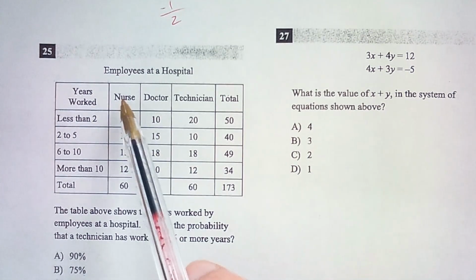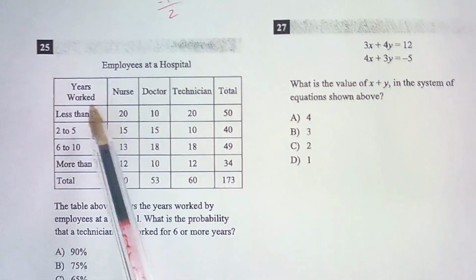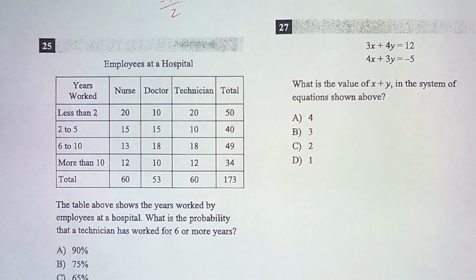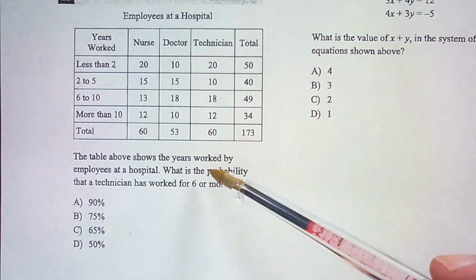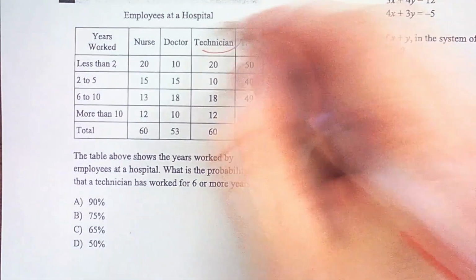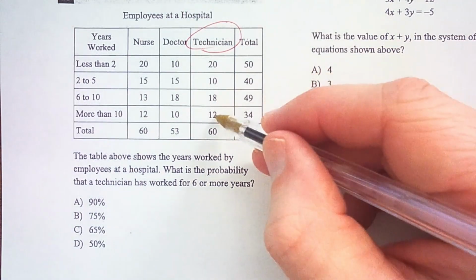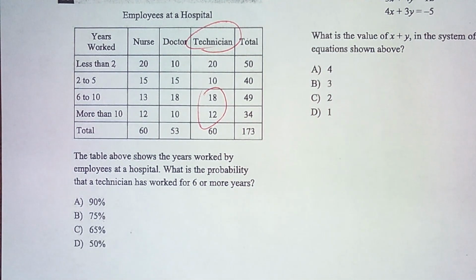This chart represents the employees at a hospital. So the employees are doctors, nurses, technicians, okay, and their number of years worked. So less than 2 years, 2 to 5, 6 to 10, or more than 10 years. Okay, so what is the probability that a technician has worked for more than 6 years? So I'm only concerned with technicians right now, and I'm really only concerned with more than 6 years. So 6 to 10 years and more than 10 years. Those are the technicians I am concerned with.